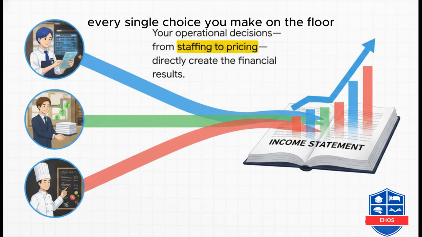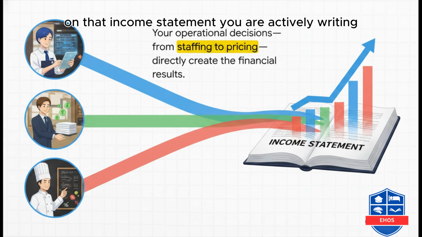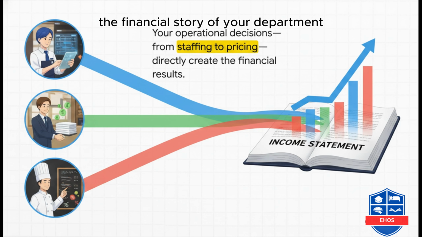Just think about it. Every single choice you make on the floor, how you schedule your staff, the prices you set for a banquet, the supplier you choose for your linens, every one of those decisions translates directly into a number on that income statement. You are actively writing the financial story of your department every single day.